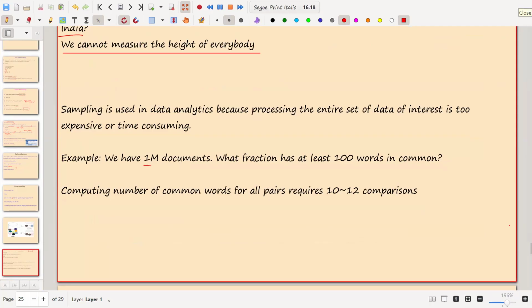Suppose another example, we have 1 million documents and we ask the question, what fraction has at least 100 words in common? Okay, what fraction of the documents has 100 words in common between them? You can feel how complex the task is. If you compute using probability and permutation combination, you can find that around 10 to the power 12 comparisons are needed, which is pretty high, right? Therefore, while dealing with big data, you have to use the sampling technique very intelligently. And for that, there are different sampling techniques.